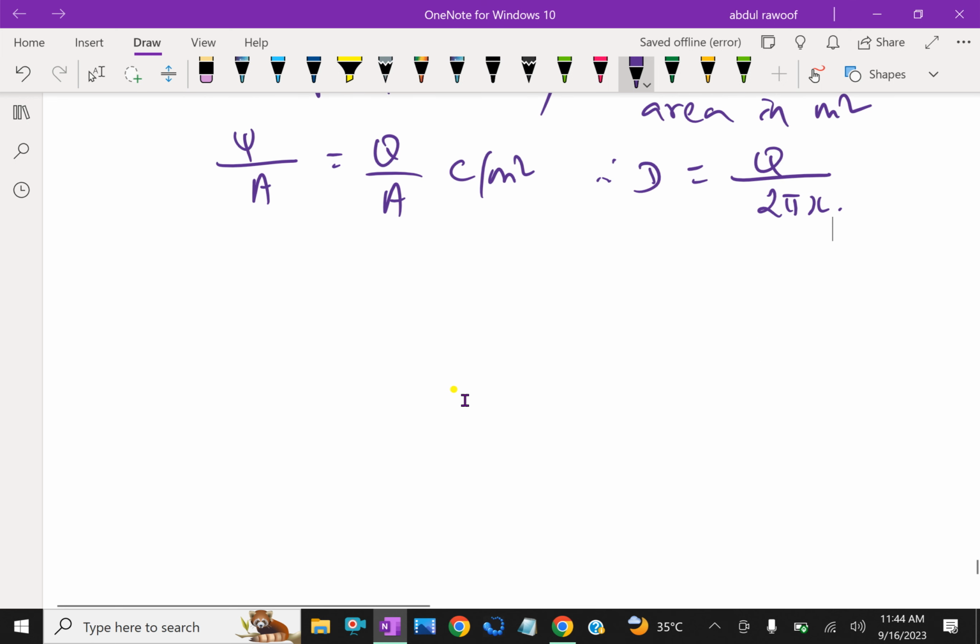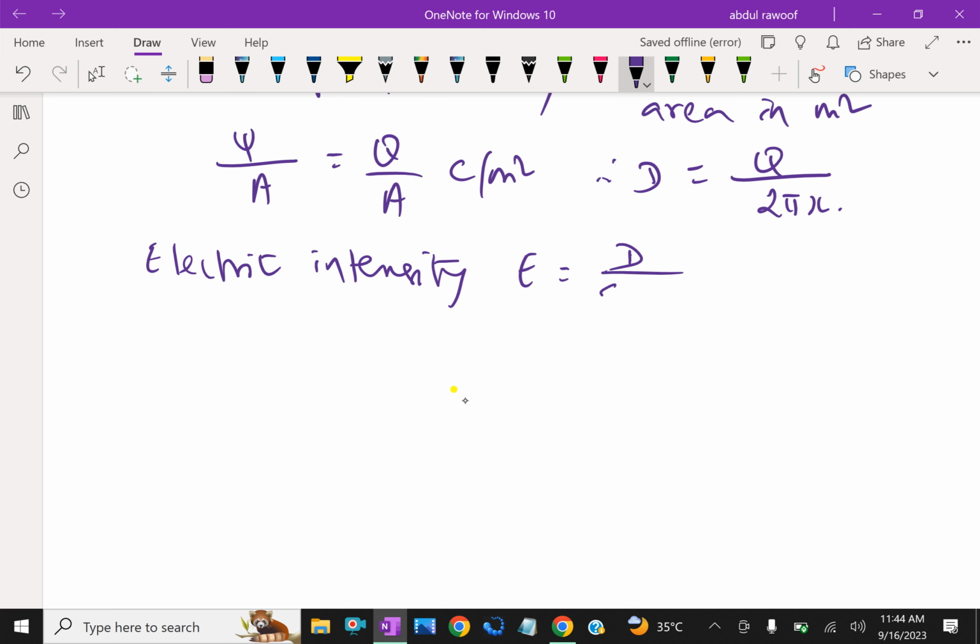Now, electric intensity E equals D over epsilon 0 epsilon r, or you can say E equals Q over 2 pi epsilon 0 epsilon r x, in volt per meter.